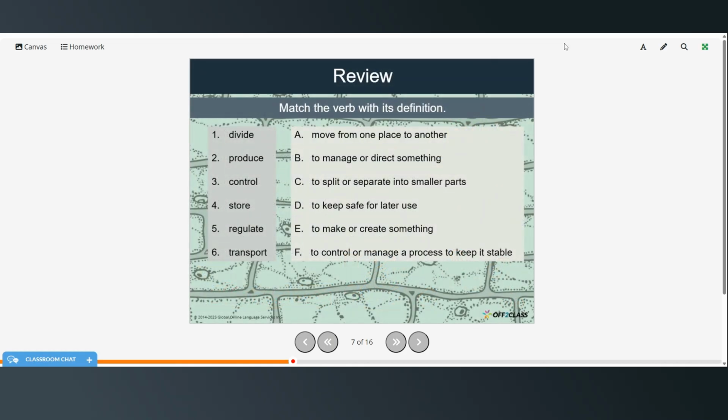All right, so again, we're going to review the definitions. So to move from one place to another is to transport. To manage or direct something is to regulate. To split or separate into smaller parts is to divide. To keep safe for later use is to store. To make or create something is to produce. And to control or manage a process to keep it stable. Actually, I think this one is regulate, and control is to manage or direct something. So those are backwards.